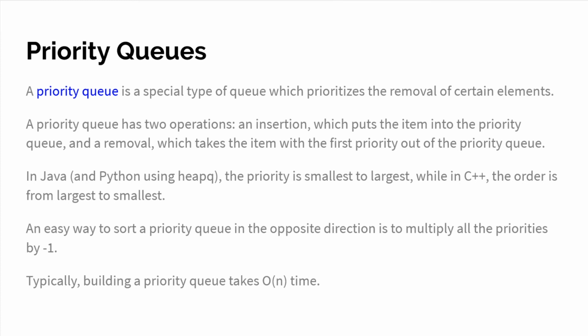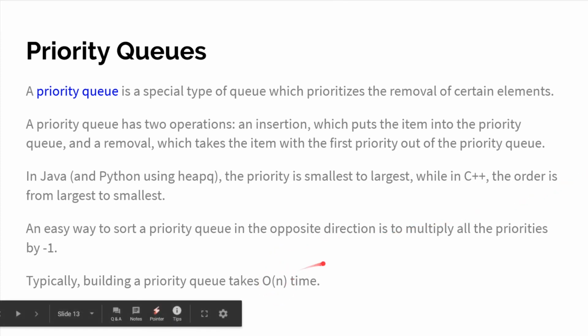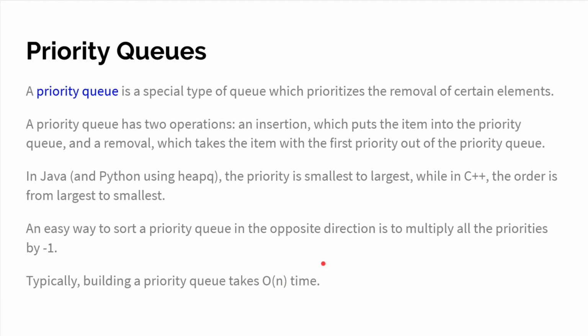And finally, building a priority queue usually takes O of n time, which means that this is faster than just sorting an array if you had one. This means that priority queues are generally more efficient than that.